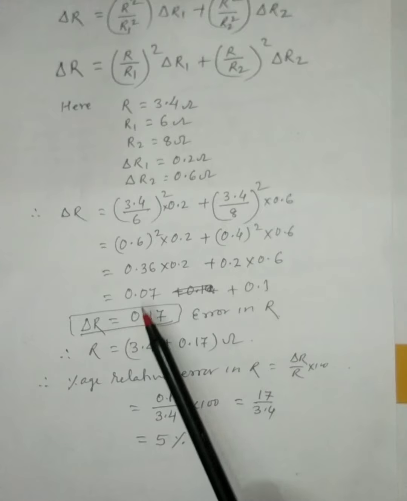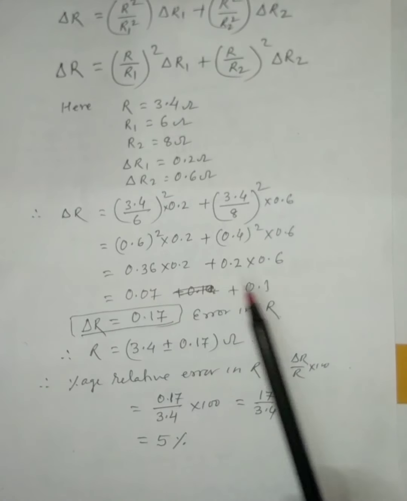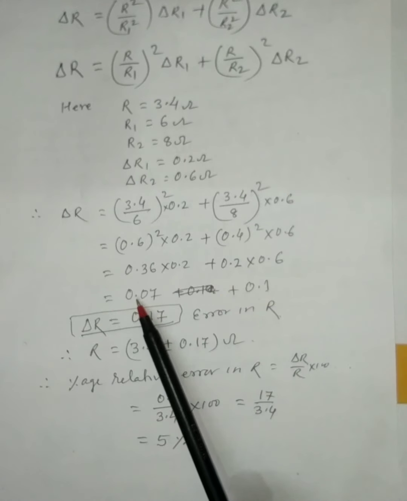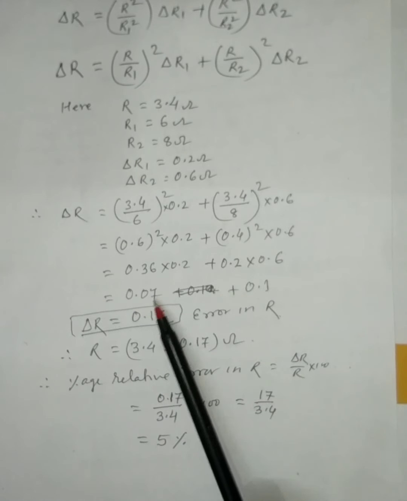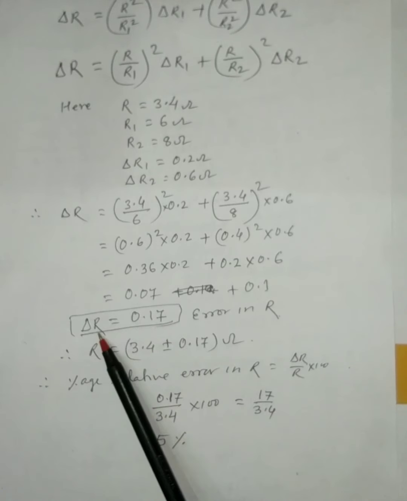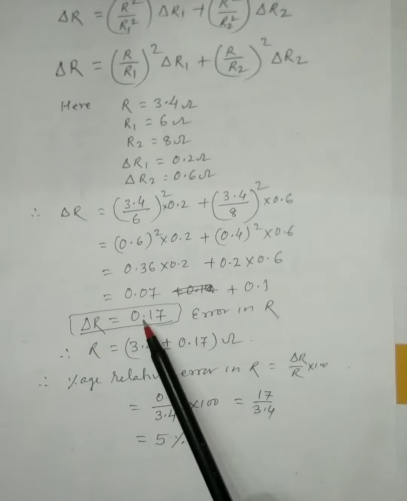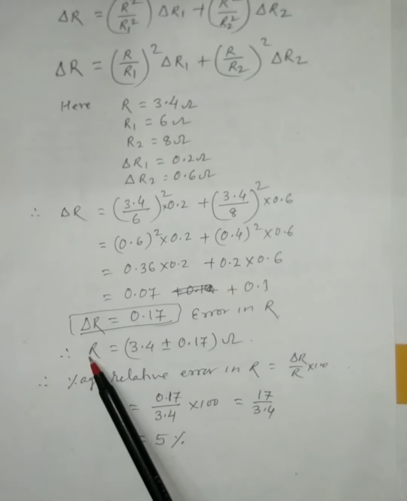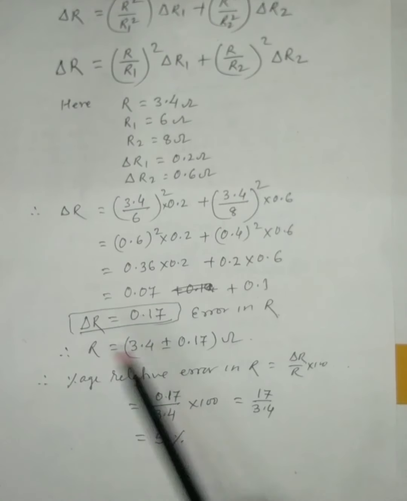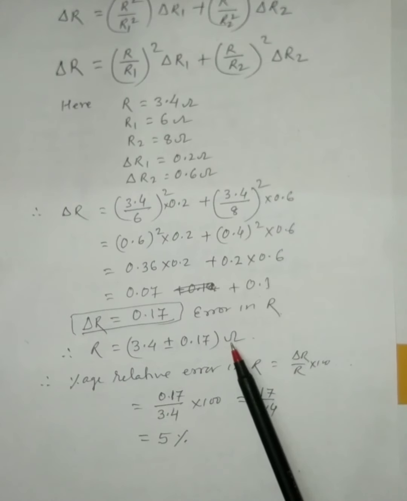So delta r will become 0.17. If you are adding these two quantities, after the decimal here there are 2 digits, so the answer will be taken in 2 digits. Therefore delta r, the error in r, is this one. Now the total resistance will be 3.4, that is the equivalent, plus minus error. This is the total resistance.